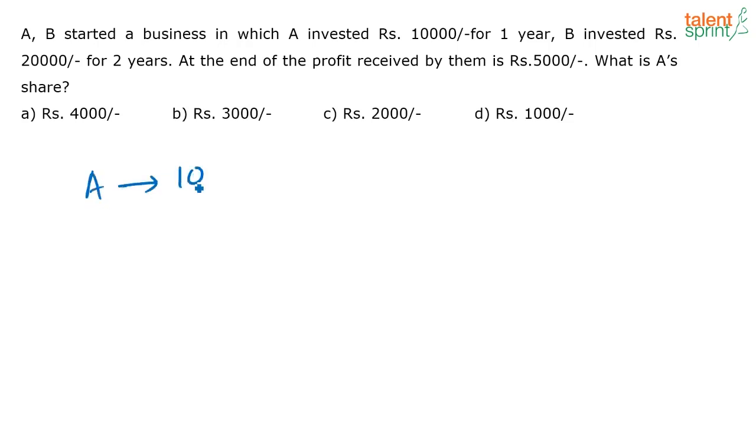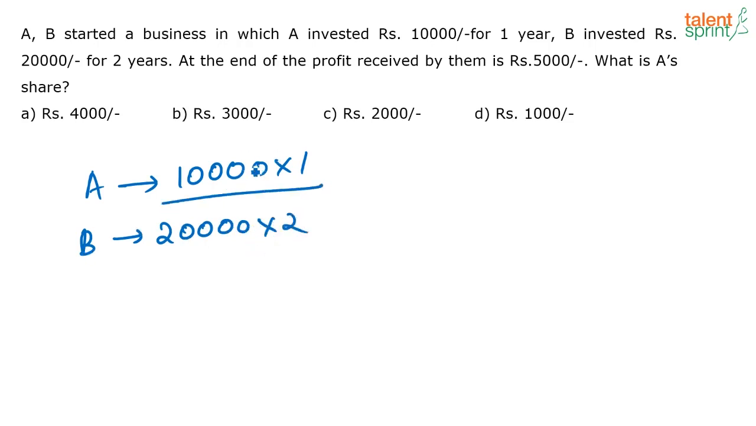So what is A's? A has invested 10,000 rupees for 1 year. B has invested 20,000 rupees for 2 years. So in what ratio will the profit be shared between them? It will be shared between them in the ratio 1:4. Now at the end they are receiving 5,000 rupees profit. So profit between A and B will be shared in the ratio 1:4. So what does that mean? What will be A's share?